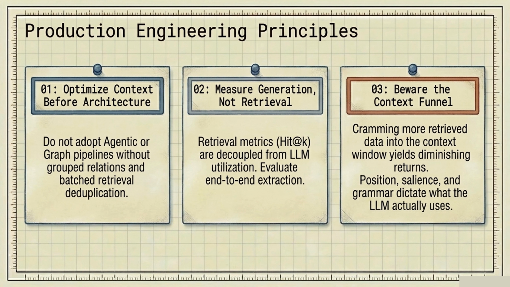To wrap up, keep these 3 production engineering principles in mind. Number 1. Optimize context before architecture. Group relations and deduplicate before adopting complex pipelines. Number 2. Measure generation, not retrieval. End-to-end extraction is what really matters. And number 3. Beware the context funnel. Remember that position, salience, and grammar dictate what your LLM actually uses.